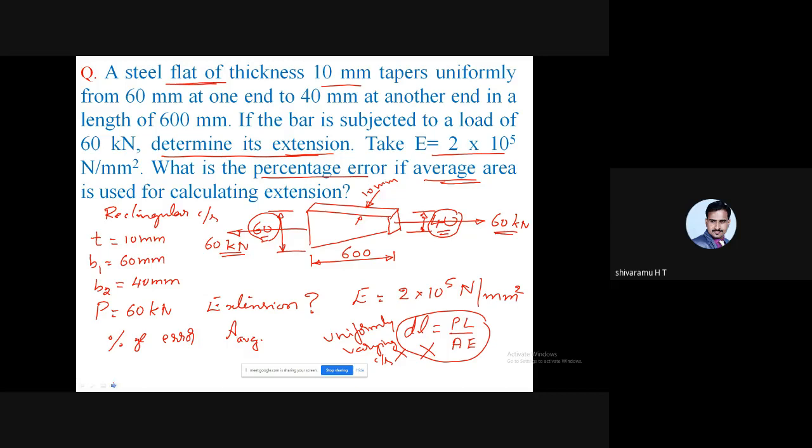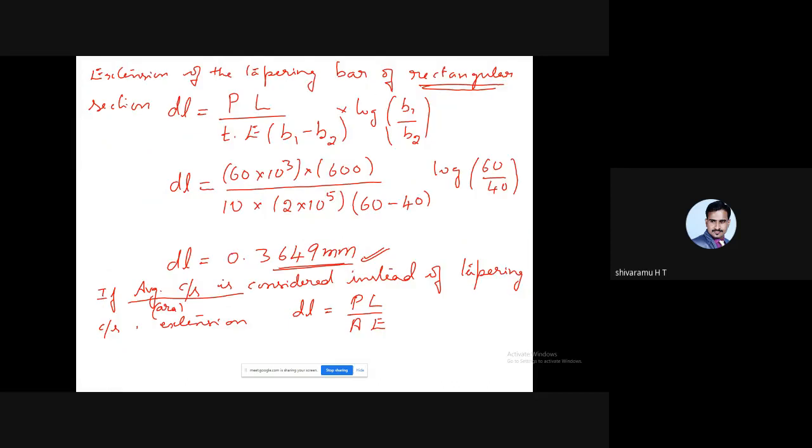So here given is the extension of the tapering bar of a rectangular section. In the question it is given as flat, don't get confused. Whenever the thickness is given, it means it is a rectangular section. So here DL will be equal to PL divided by T into E, times (B1 minus B2) into log of B1 by B2. P is the load. Load is given 60 kilonewton, so 60 into 10 power 3.